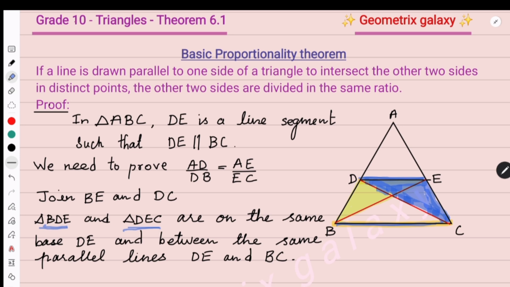You have studied in grade 9 that triangles on the same base and lying between the same parallel lines have equal areas. Therefore, we can write area of triangle BDE is equal to area of triangle DEC. Let this be the first equation.